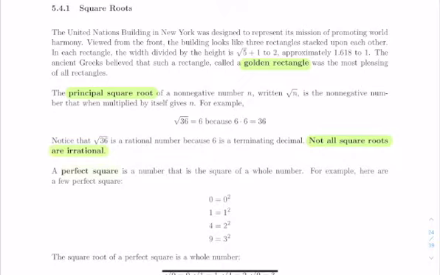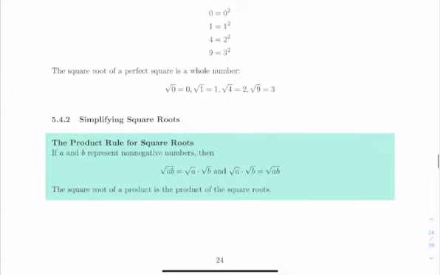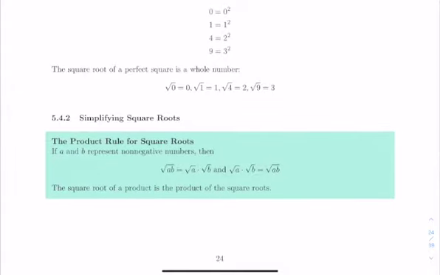A perfect square is a number that is the square of a whole number. For example, here are a few perfect squares. 0 squared is 0, 1 is 1 squared, 4 is 2 squared, and 9 is 3 squared. The square root of a perfect square is a whole number. So the square root of 0 is 0, the square root of 1 is 1, the square root of 4 is 2, and the square root of 9 is 3.